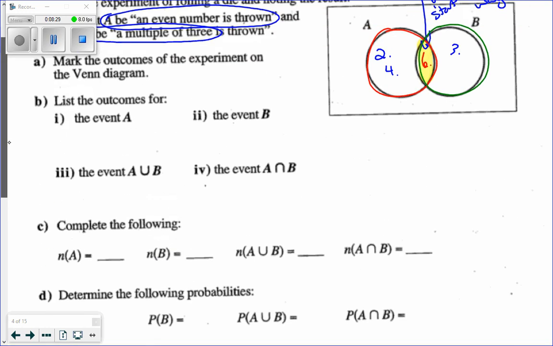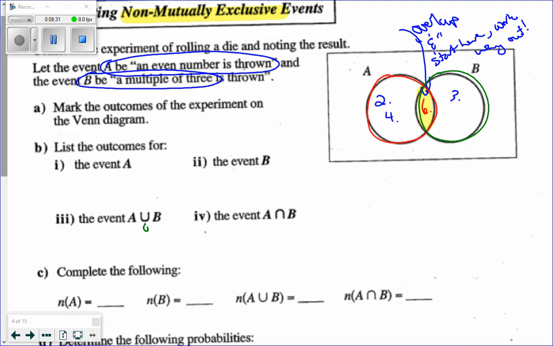So this is A or B. This is A and B. And remember, that is the overlap. So OR is everything, so everything is 2, 3, 4, or 6. The overlap is just the 6.